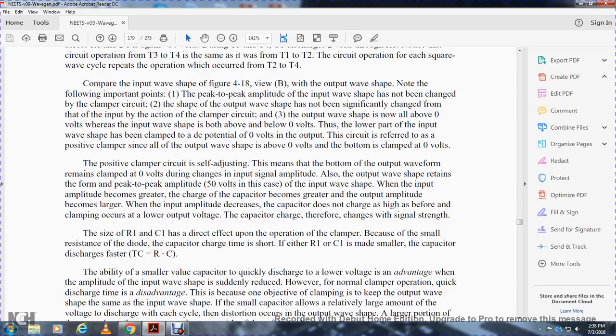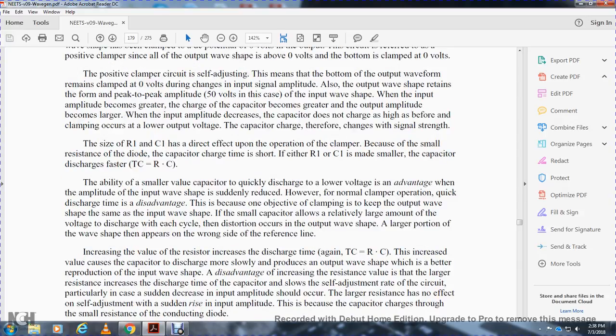Compare the input wave shape in figure 4A view B with the output wave shape, and note the following important points. The peak-to-peak amplitude of the input wave shape has not been changed by the clamper circuit, but the position of the output wave shape has been significantly changed from that of the input by the action of the clamper circuit. The output wave shape is now above 0 volts wherever the input wave shape is below 0 volts. The lower portion of the input wave shape has been clamped to a DC potential of 0 volts at the output of the circuit. This is referred to as a positive clamper, since all of the output wave shape is above 0 volts, and the bottom is clamped at 0 volts.